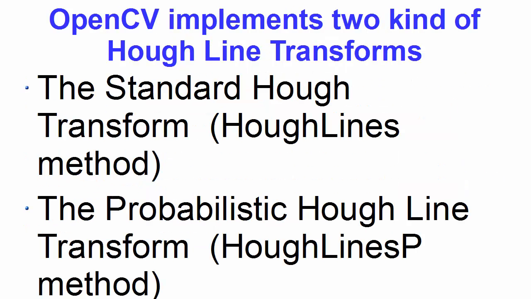Now OpenCV implements 2 kinds of Hough line transforms. The first is the standard Hough transform, which is done using the HoughLines method. The second type is the probabilistic Hough line transform, which is done by the HoughLinesP method. So this is the HoughLines method and this is the HoughLinesP method.